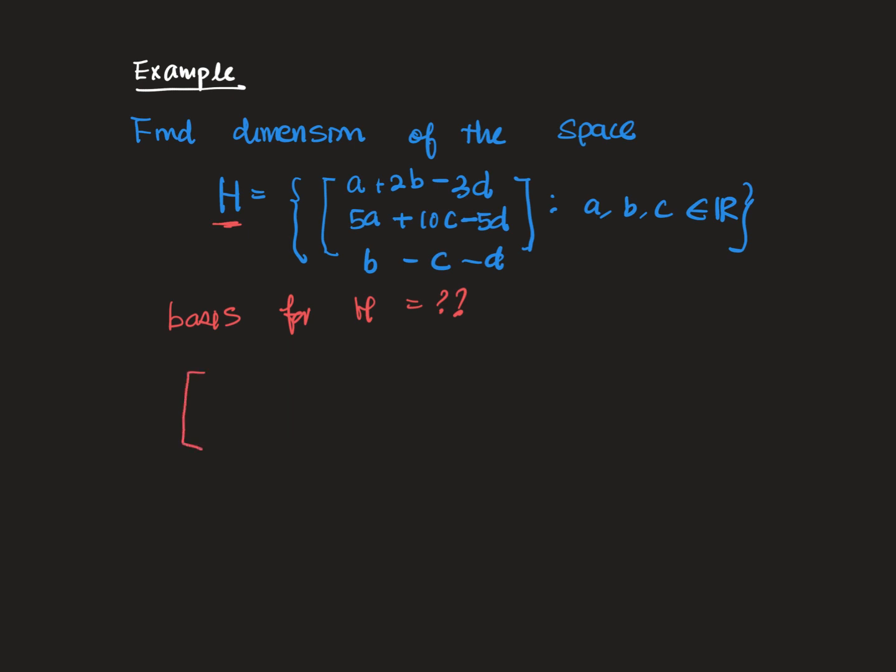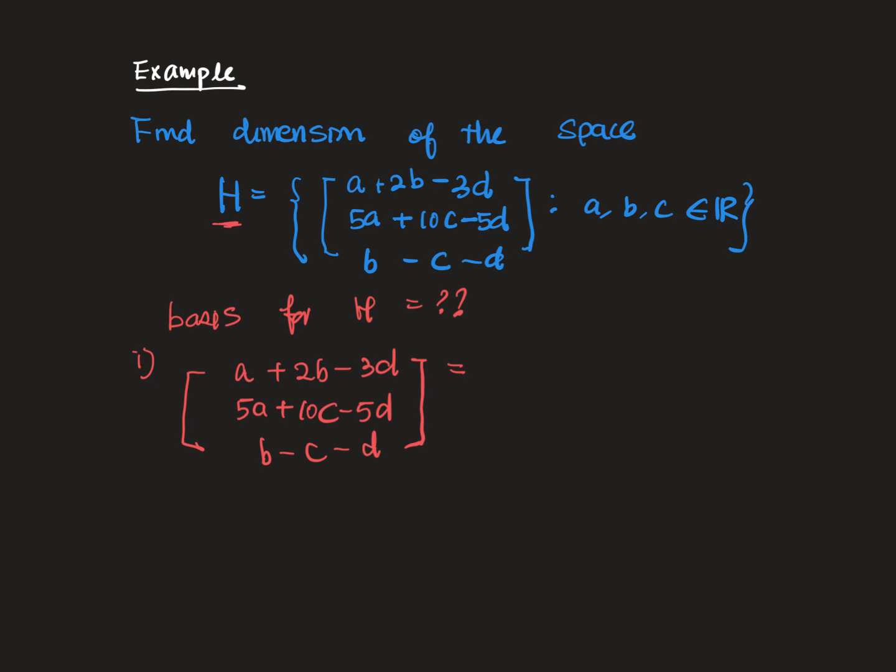Basis means what? You have to check two things. The vectors span H, and the vectors are linearly independent. So, okay, let's first check it. Okay, this one is a linear combination of which vectors?